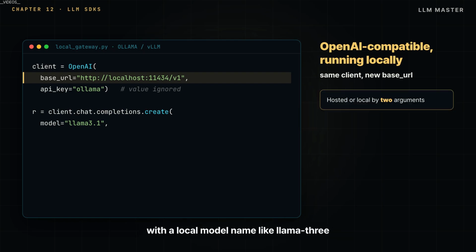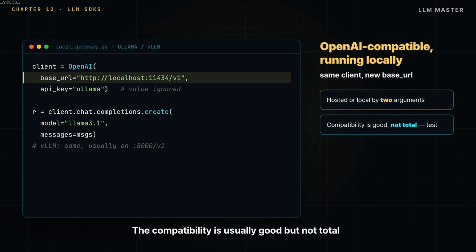The payoff is enormous. The same application code runs against a hosted frontier model or a private model on your laptop by changing two constructor arguments. This is how teams prototype against GPT and deploy against a self-hosted model, or keep sensitive data on-prem, without rewriting a line of request logic. The compatibility is usually good, but not total. Streaming and basic tools work, exotic parameters may not, so test the features you actually use.